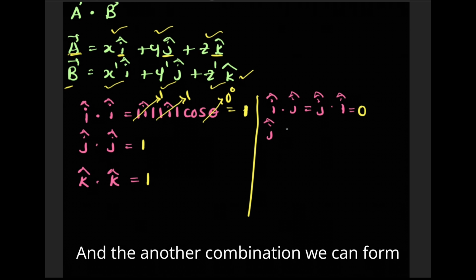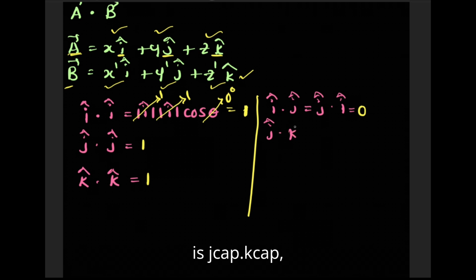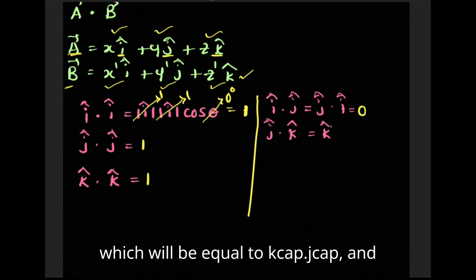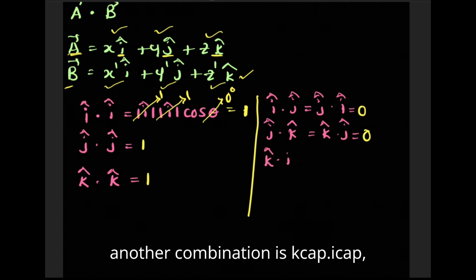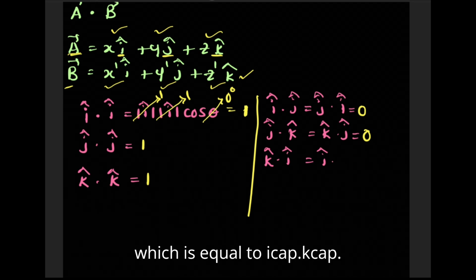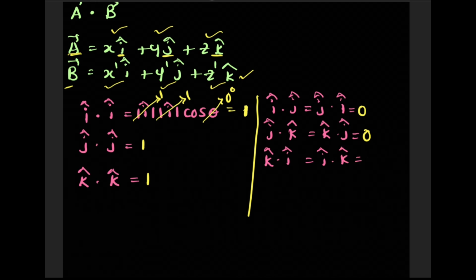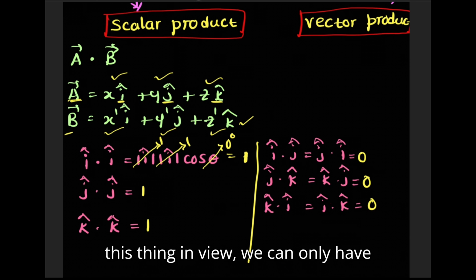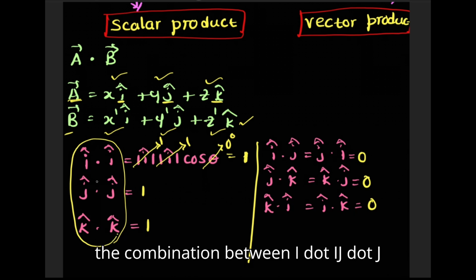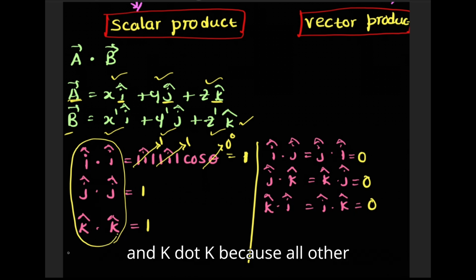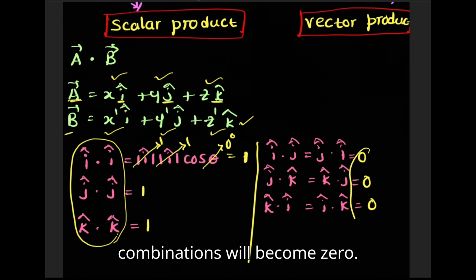And the other combination we can form is j cap dot k cap, which will be equal to k cap dot j cap, and is again 0. And another combination is k cap dot i cap, which is equal to i cap dot k cap. Again the result is 0. With this in view, we can only have the combinations i dot i, j dot j, and k dot k, because all other combinations will become 0.